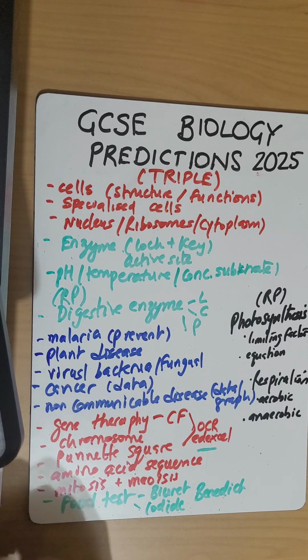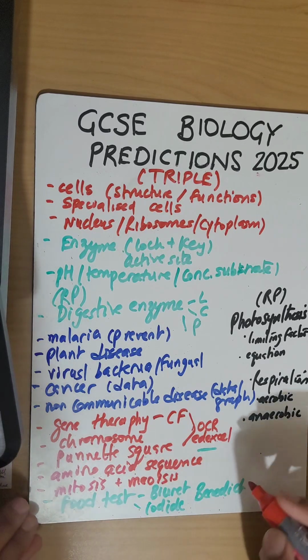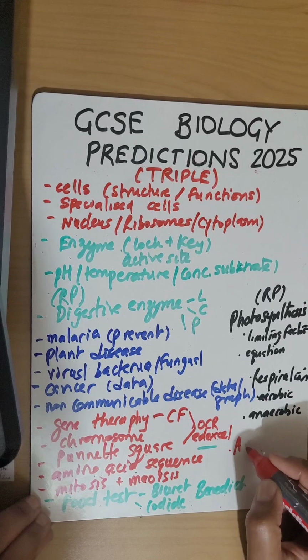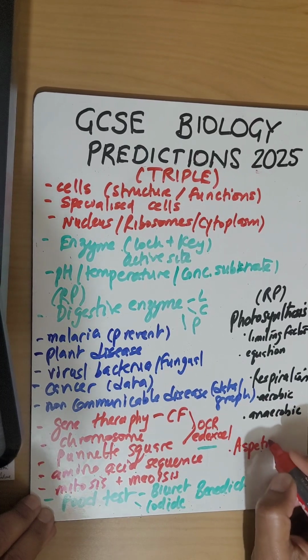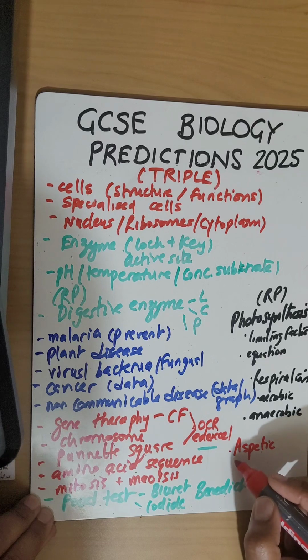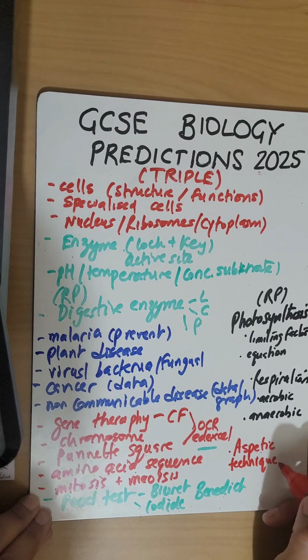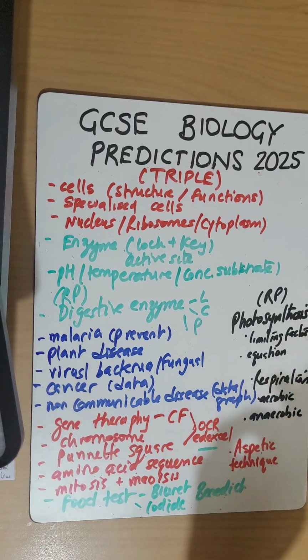The other final thing I'll say that might come up, because it's linked to your required practical, is the aseptic technique. So when you had a petri dish with agar jelly, you dipped your discs in different antiseptics. It's a practical that they can ask you to explain.